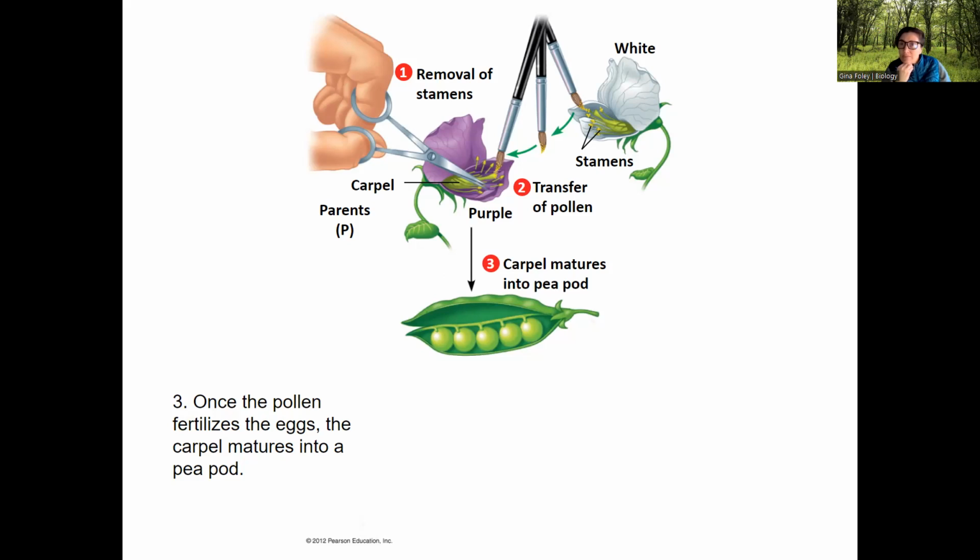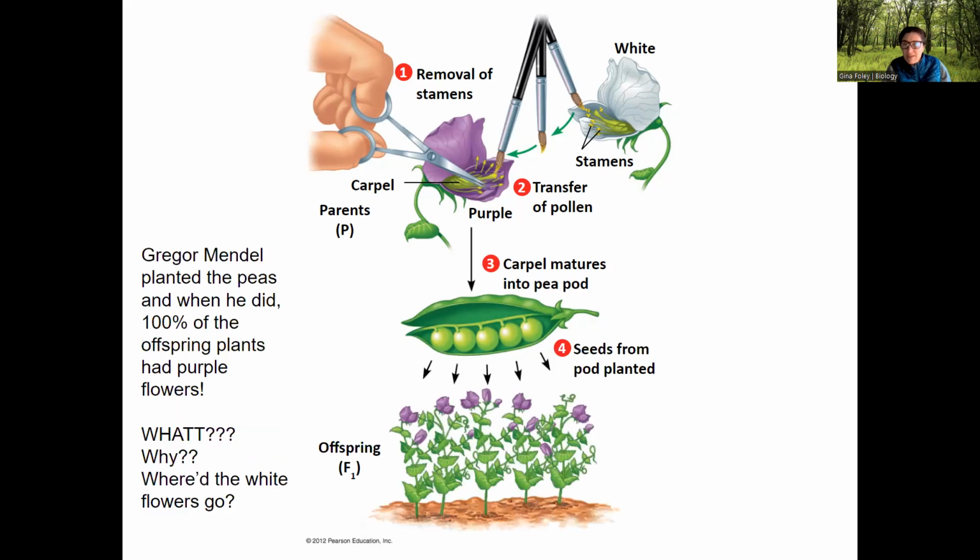He wanted to know. Are they going to be white? Are they going to be purple? Are they going to be striped? Are they going to be pink? Who knows? What are they going to be? And he did this thousands of times. And every single time he did this, he got all purple flowered plants. That is the basis of Gregor Mendel's genetics experiments.